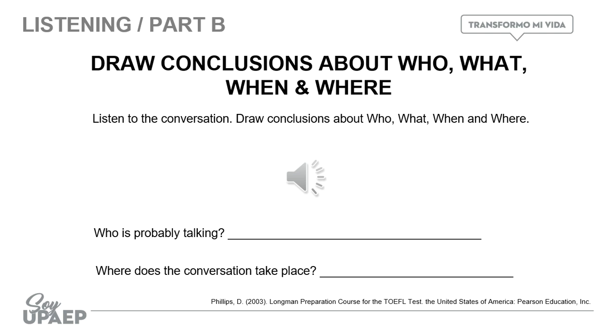Let's listen to the conversation and let's draw conclusions about who and where. Who is probably talking and where does the conversation take place? Listen to the beginning of Conversation 1 and try to imagine the situation.